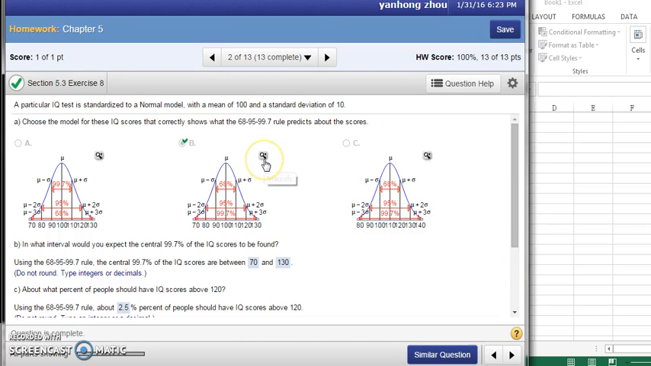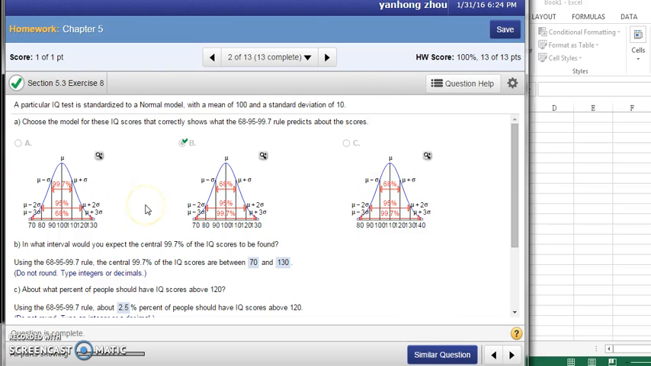Okay, here's a data set, which is about a particular IQ test. And you have the mean of 100 and standard deviation of 10 for those test scores. Now, choose the correct model for these IQ scores that correctly shows the empirical rule about the scores. The mean is 100. Make sure 100 is in the middle of the distribution. So here is 100. That's no problem. 100, no problem. 110. This is a problem. So this one won't be the correct answer.